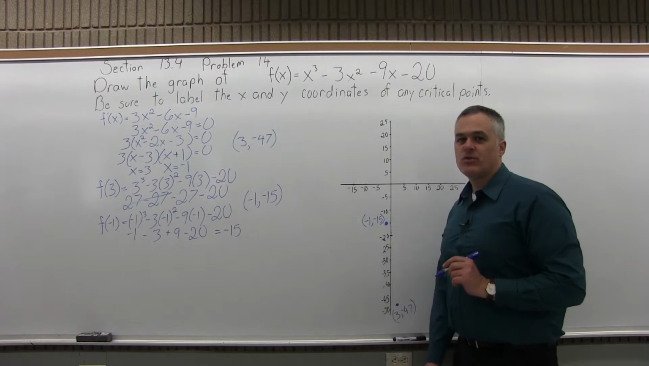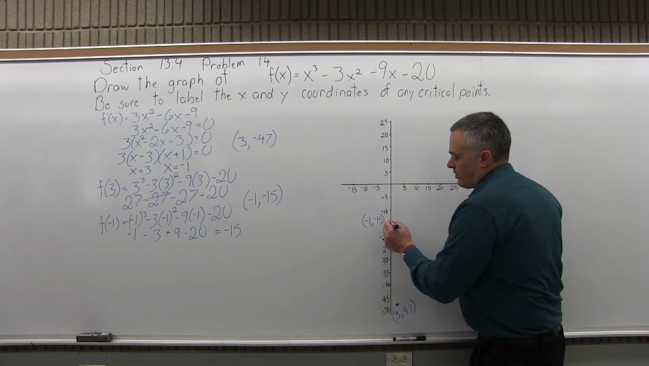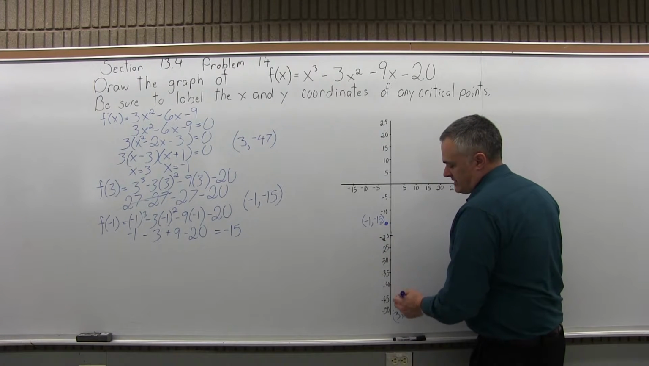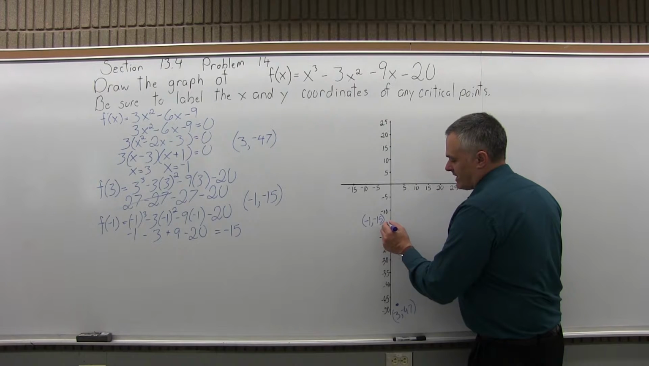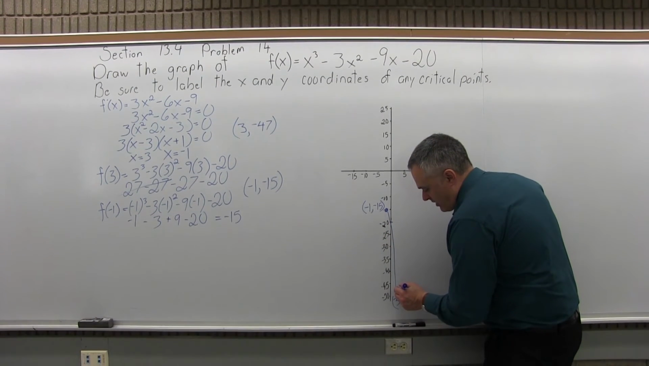So I have my 2 critical points plotted on the graph. Again, when I say critical point, it has a horizontal tangent line or a flat spot. So I know it flattens out here. And since I know these 2 are connected, I'm going to have a flat spot. It's going to come down, flatten out.